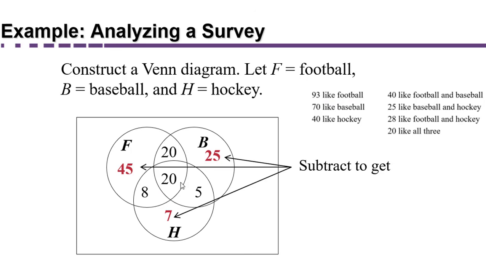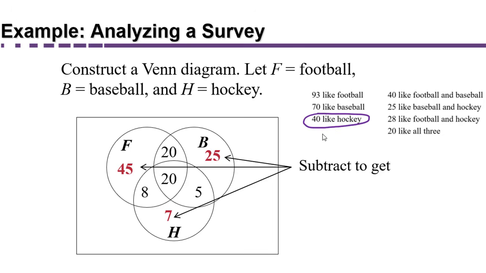Now let's go ahead and figure out where this 25 who like baseball comes from. There were 70 who like baseball altogether, but we've already accounted for the 20 who like football and baseball, the 20 who like all 3, and the 5 who like baseball and hockey. So we have to subtract 70 minus the 20, and the 5, and see that we get 25 who like only baseball.